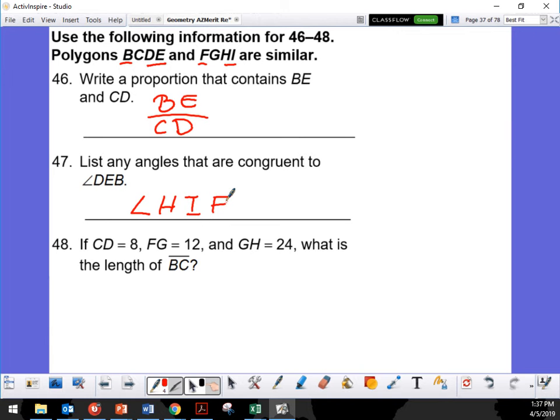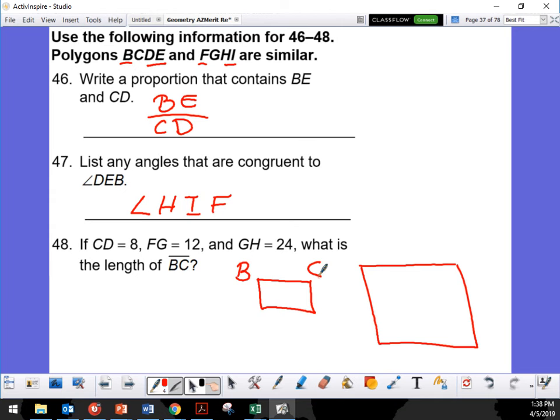All right, let's look at the next one. If CD is 8, you guys will like this one. So watch this. CD is 8, FG is 12, GH is 24. Whenever you see something like this, what do you think you should do? Draw your shape. You don't have to. It's 12.